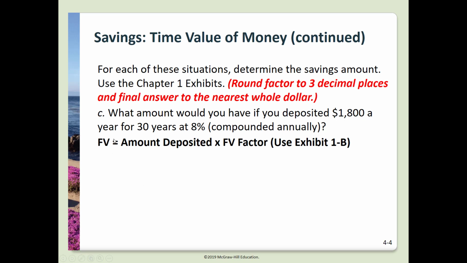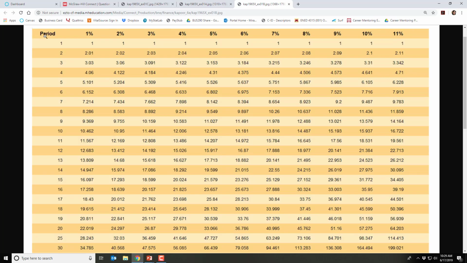So that means we're going to be looking for the future value because we want to know what it's worth in 30 years. And we're going to be using Exhibit 1B because that's the one used for multiple deposits. So here's our Exhibit 1B, and I'm going to go down the period until I find 30 years. And then we're looking at 8%, so I'm going to find the column at 8%, and then I'll go down until I get to my 30-year row.